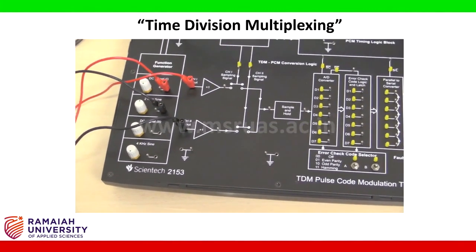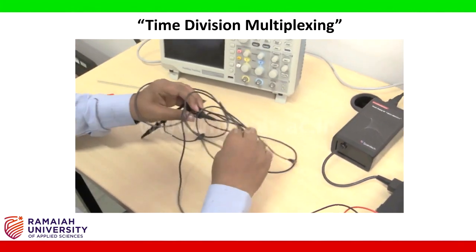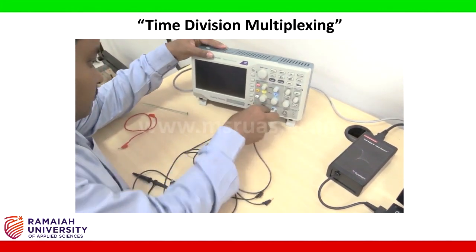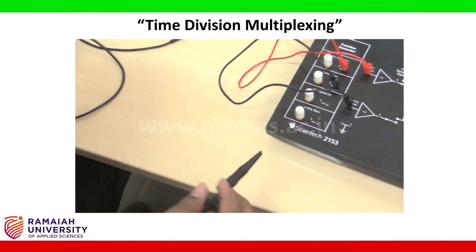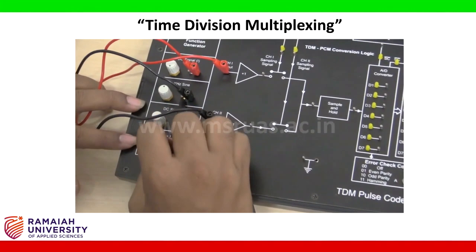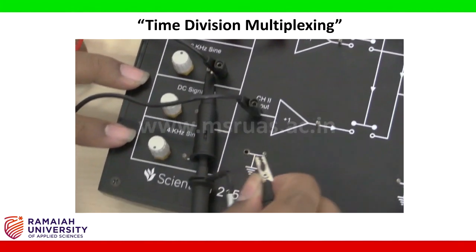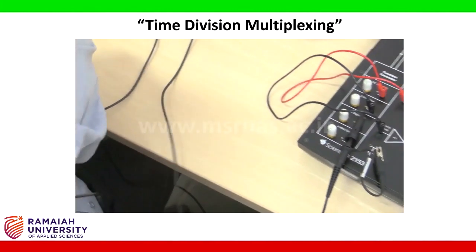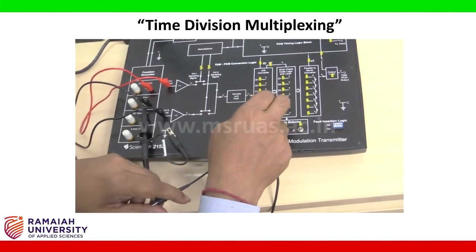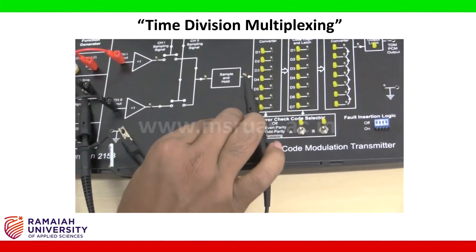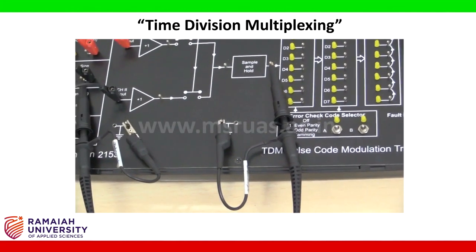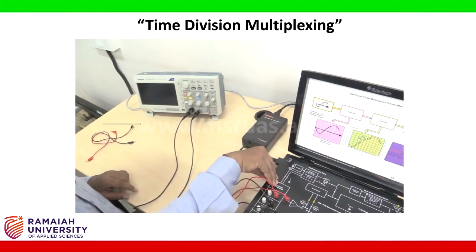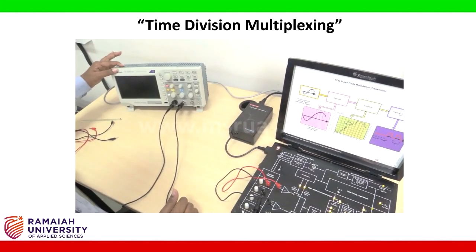Now let's connect the probes. Take the channel 1 and channel 2 probes of the CRO. Channel 1 is connected to the 2 kilohertz sine wave positive, and negative of the probe is connected to the ground. The same way channel 2 probe is connected to the sample and hold output, and negative is connected to the ground. This completes the connections. Now let us switch on the Syntec board as well as the digital oscilloscope.